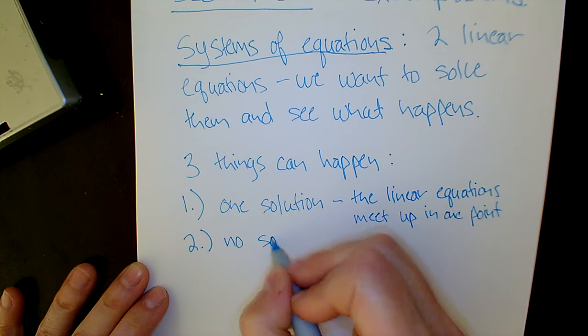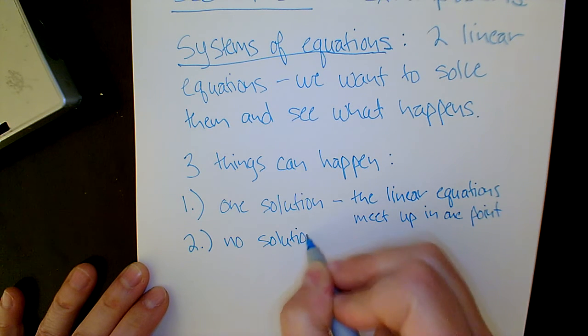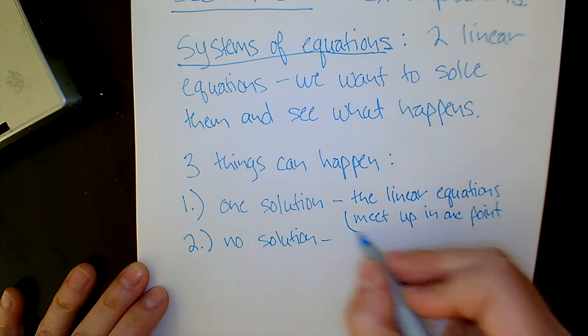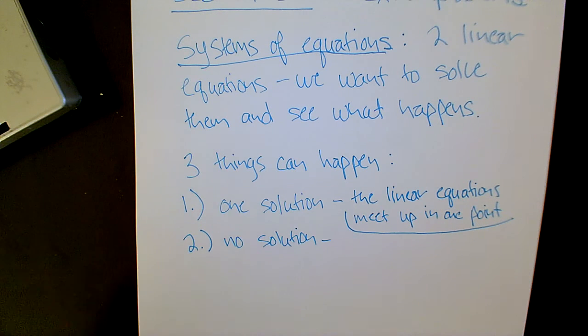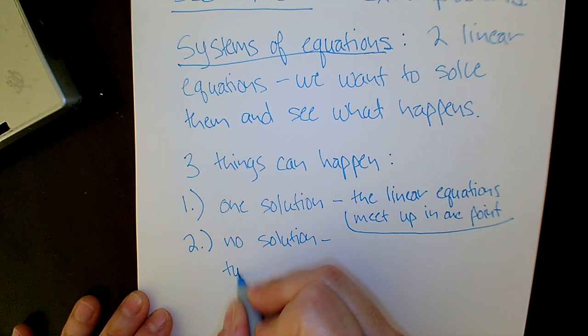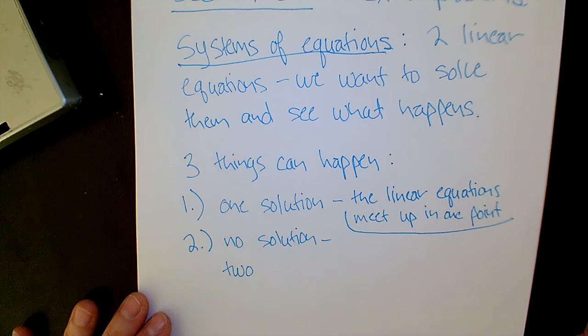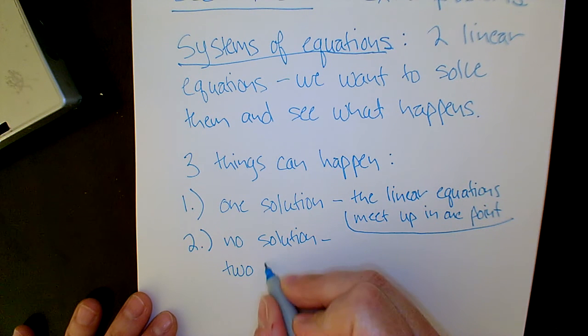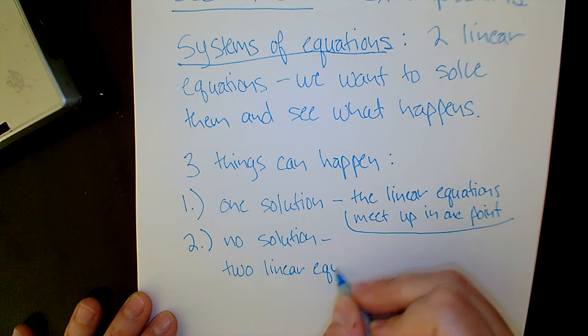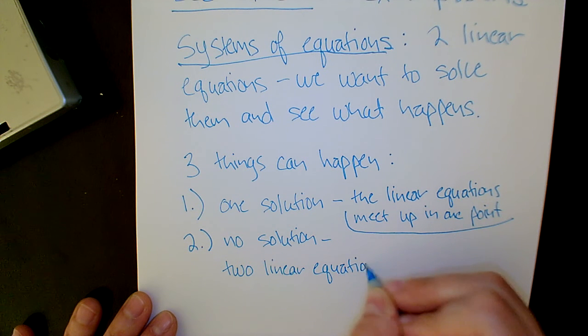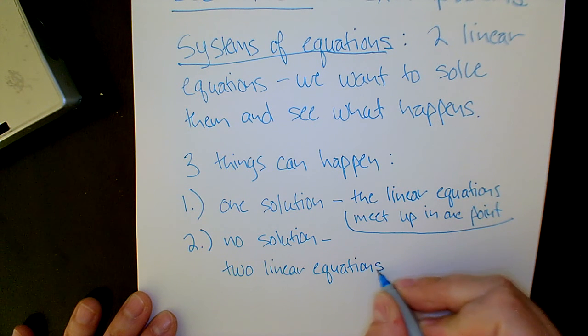Okay, we can have no solution, and that's where the two lines don't meet up at all, or the two linear equations have nothing in common. They don't meet up.